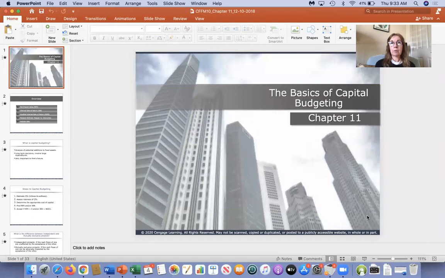So if you think about a company wanting to add a new store, or have a new line of products or a new product, or say a car company changing the style of one of their automobile models. Once they make this decision, it's long term, so they want to be sure that it's going to be profitable. So we have some different ways that we can analyze these capital budgeting decisions to see if they're profitable or not. And that's what we're going to go through in this chapter.